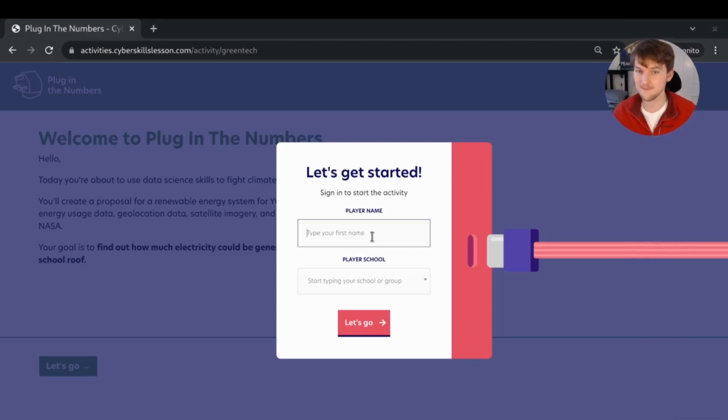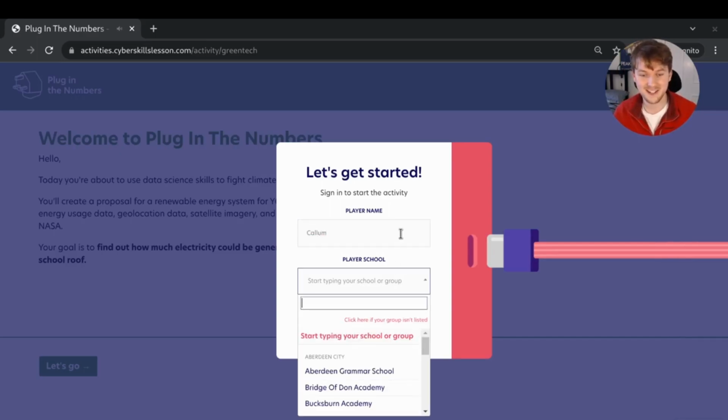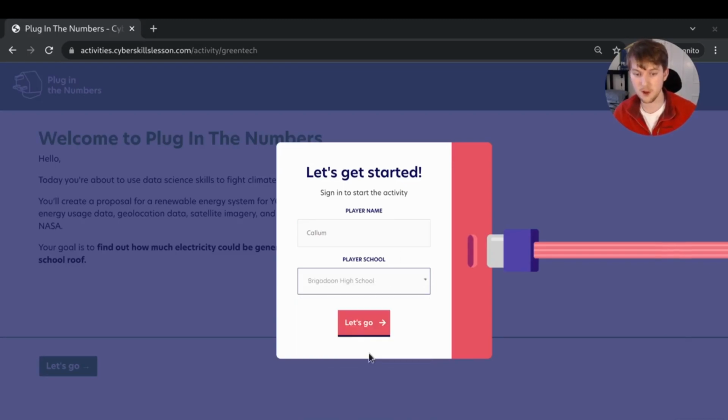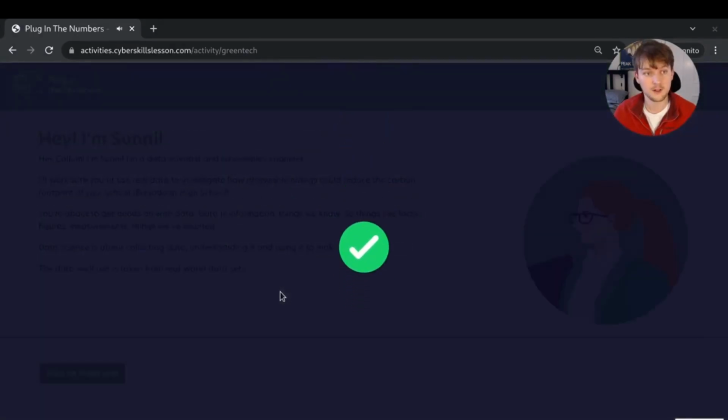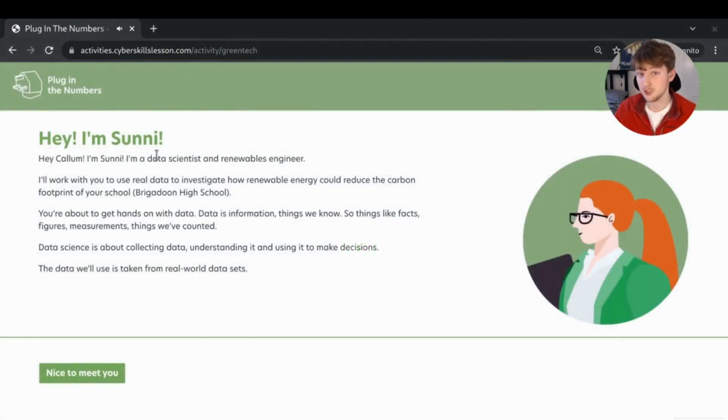So let's get started, and put in our name. Mine is Callum, and the school. This is going to be used to refer to throughout the activity. As I said, and your learners can read this, this task is all about finding how much electricity can be generated using solar panels on the school roof. We're being introduced to our helper here, our data scientist, Sunny, who's a data science and renewables engineer.